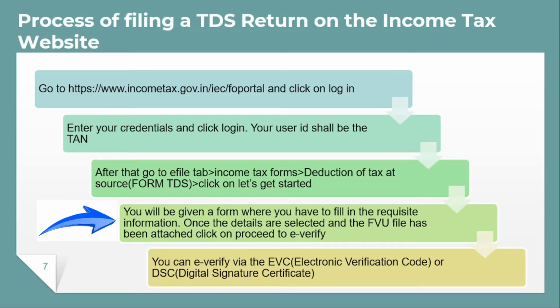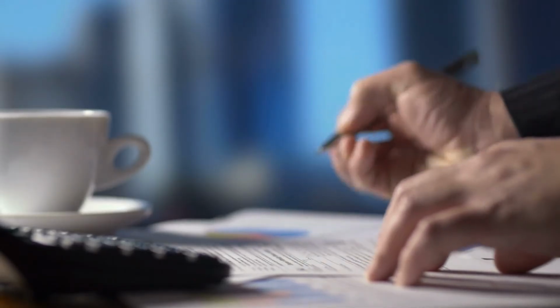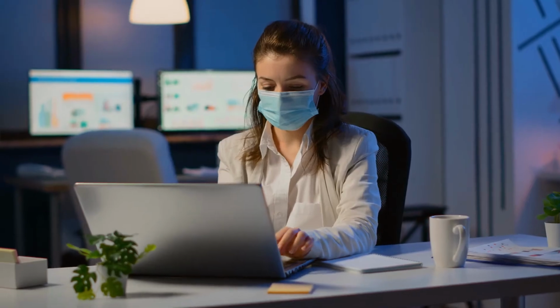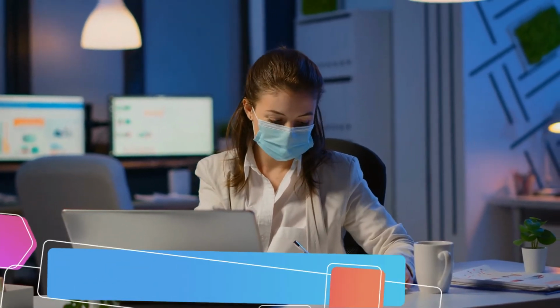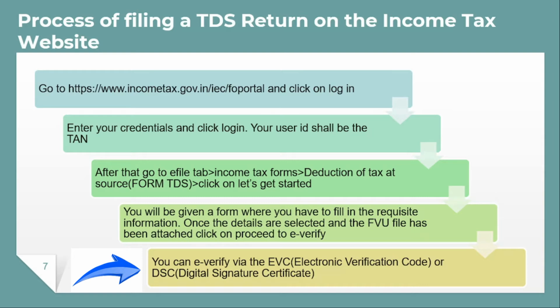The fourth step will be the crucial one. You will be given a form where you have to fill in the requisite information. Once the details are selected and the FVU file has been attached, click on proceed to verify. The fifth and final step is that you can e-verify via the EVC, that is the electronic verification code, or DSC, that is the digital signature certificate.